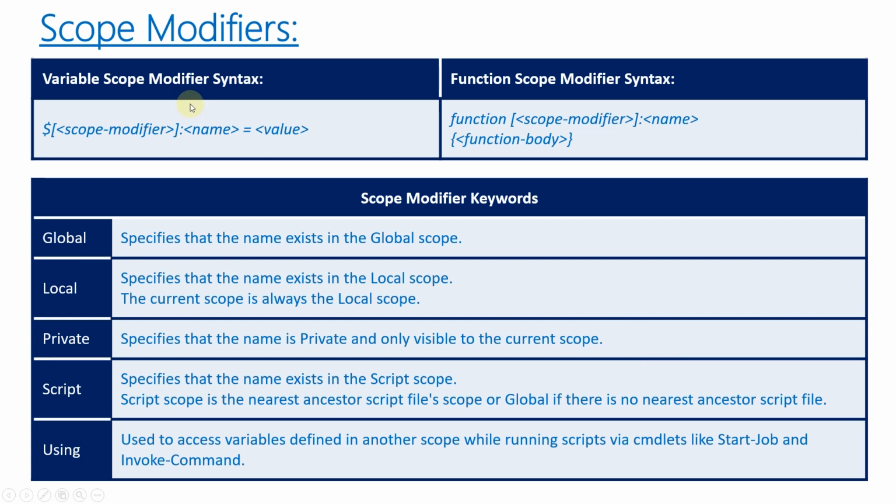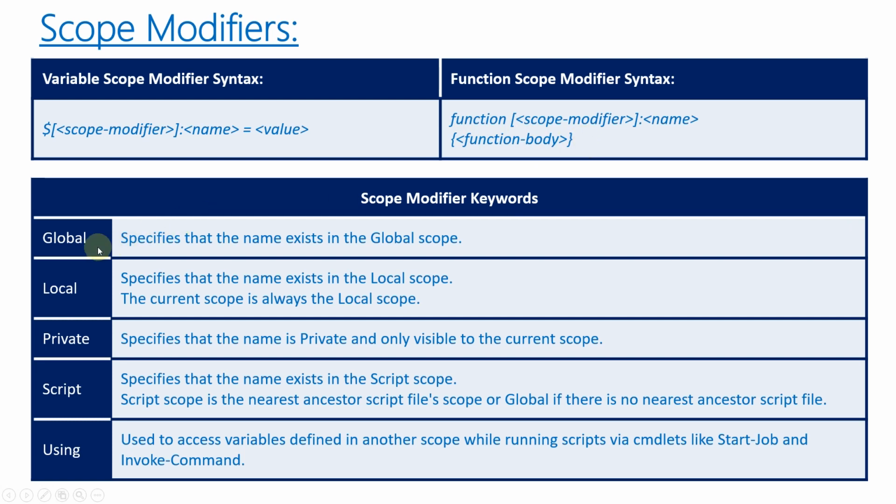Here you can see the syntax of the scope modifier: first of all we have to use the scope modifier keyword, and after the colon we have to use the variable name. Then we can assign some value to it. And if we want to use the scope modifier for any function, then this is the syntax. We have to use function first, then the scope modifier keyword, then after the colon we can use the name of the function, and below that we can write the function body.